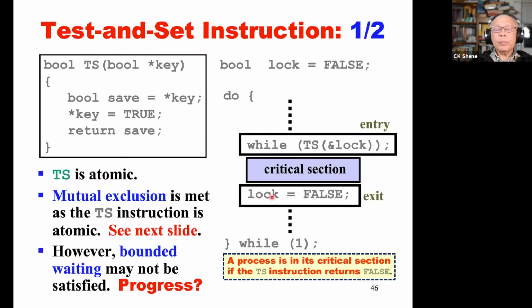If these processes execute their TS instruction in a sequential way, fine. The first one doing the TS would enter. Now, if these processes execute TS at the same time, because TS is atomic, only one could get through. Once that one gets through, all the remaining would be blocked, because the lock value becomes true until the one in the critical section exits and sets lock back to false.